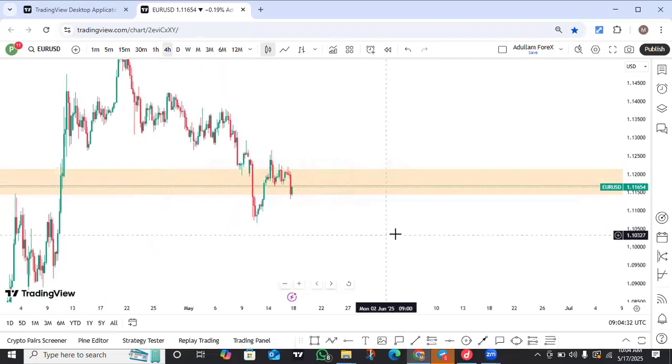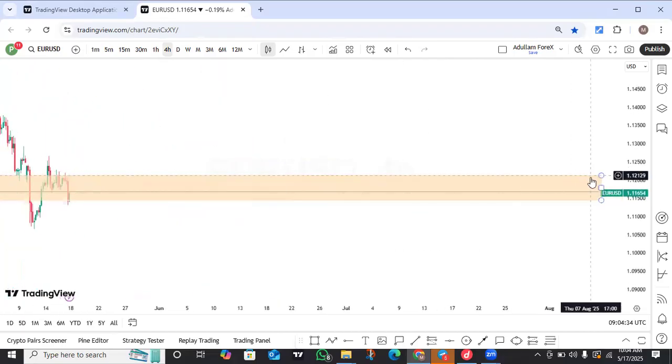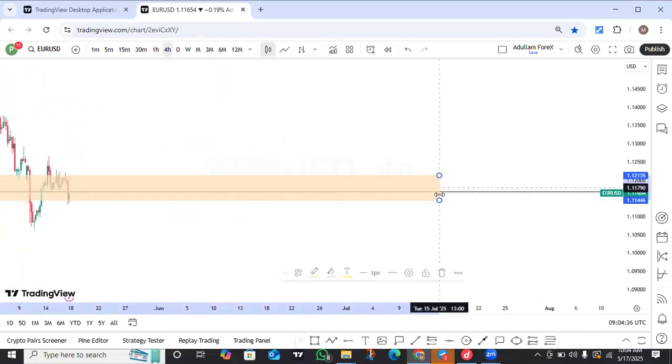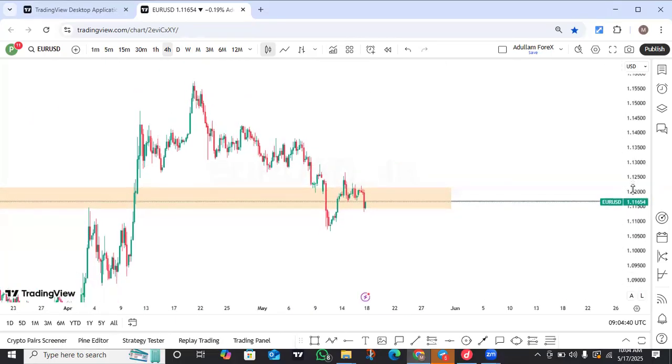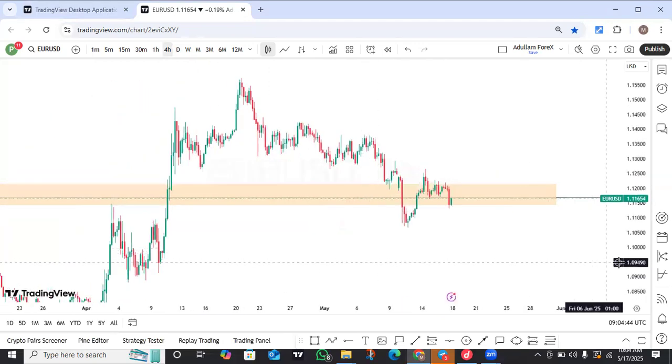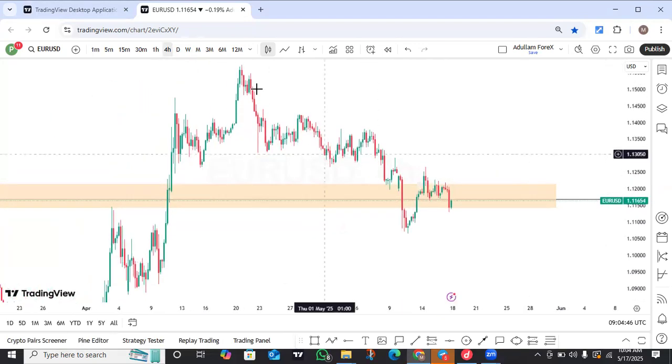Look at how when price was dropping, it was creating characteristics of a short down trend. The weekly retracement gives us a short down trend right here on this level.